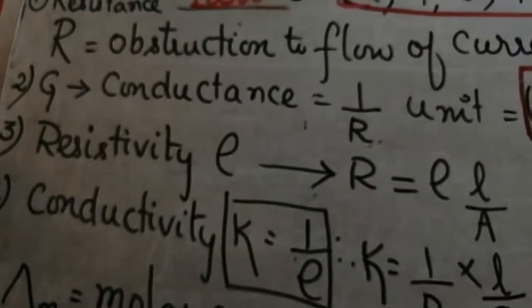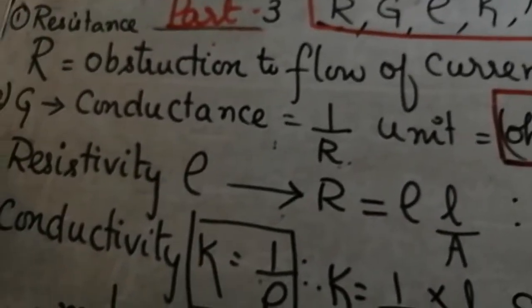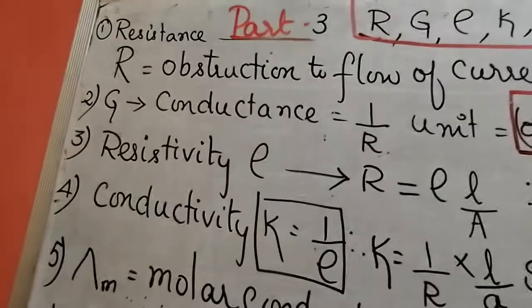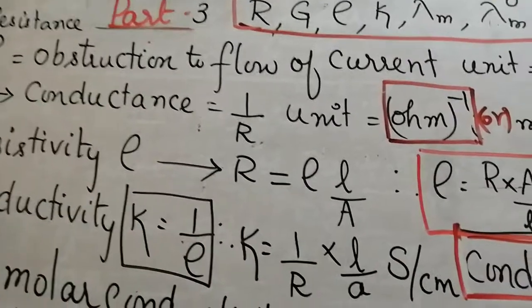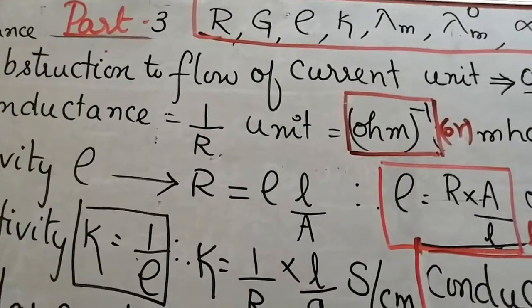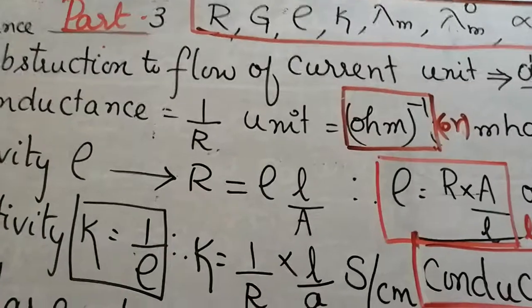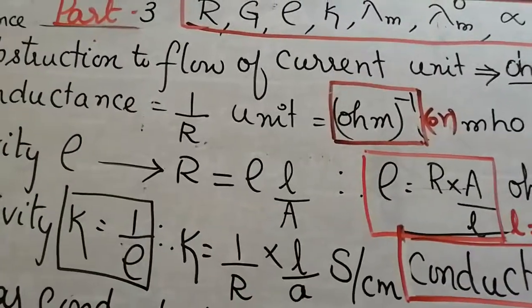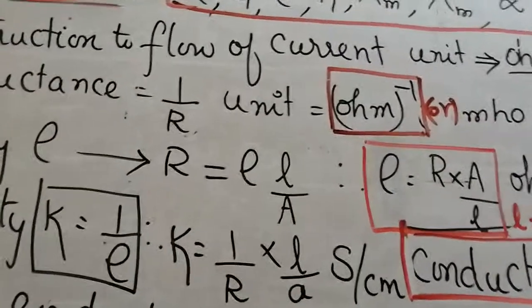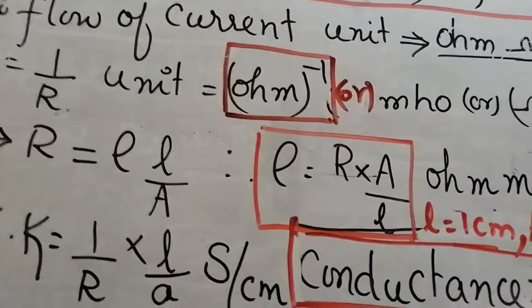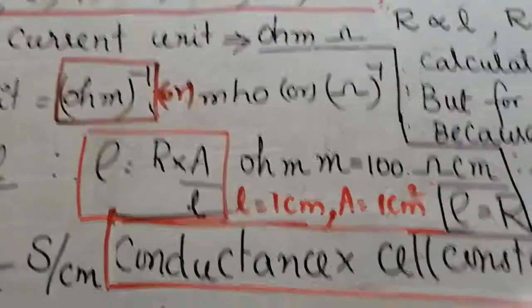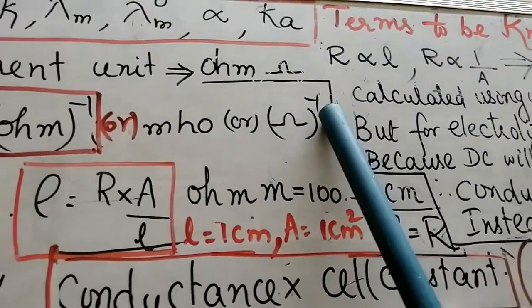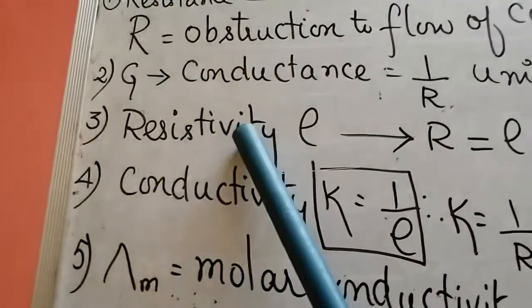Now we are going to conductance. What is conductance? Conductance is the reciprocal of resistance. So what is the unit for resistance? Ohm. So what will be the unit for conductance? Ohm power minus 1. Otherwise, reverse the letters of ohm and you get mho. So it will be written ohm power minus 1. This is called conductance. The next one we are going to see is resistivity.